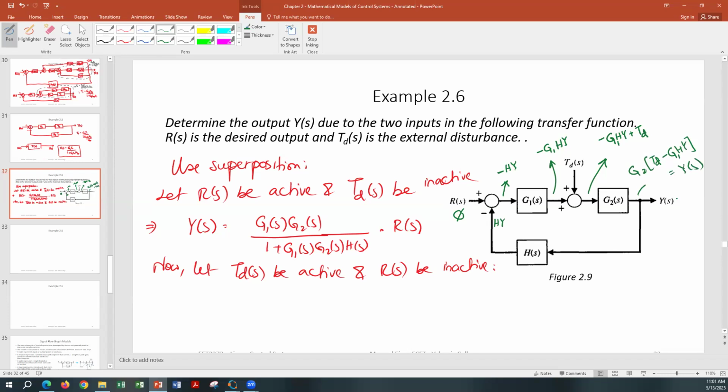So we're going to take that expression and then write down Y(s) in terms of T_D. See if you have any question about that before we write down the expression.